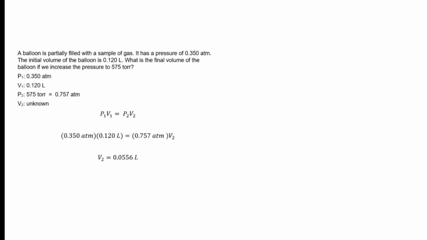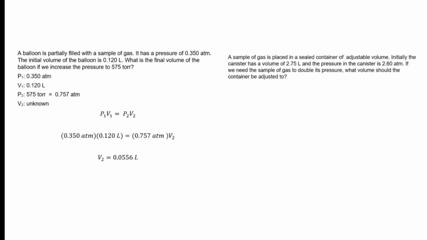Let's do one more with Boyle's law. A sample of gas is placed in a sealed container of adjustable volume. Initially, the canister has a volume of 2.75 liters and a pressure of 2.6 atmospheres. So we are going to double the pressure, and we want to know what our final volume should be. Let's write down what we know.